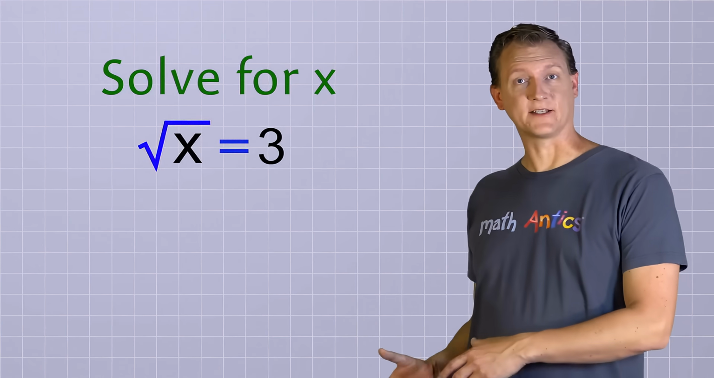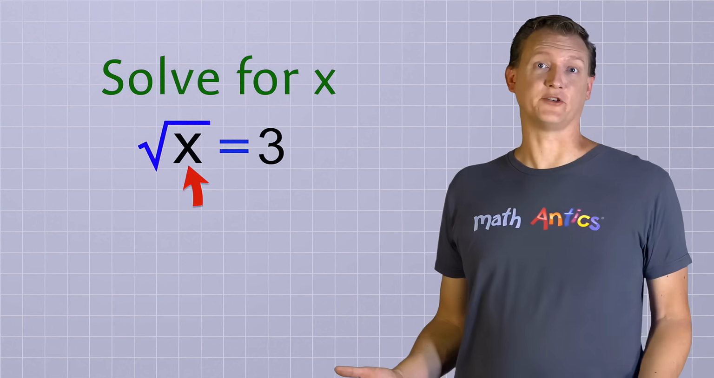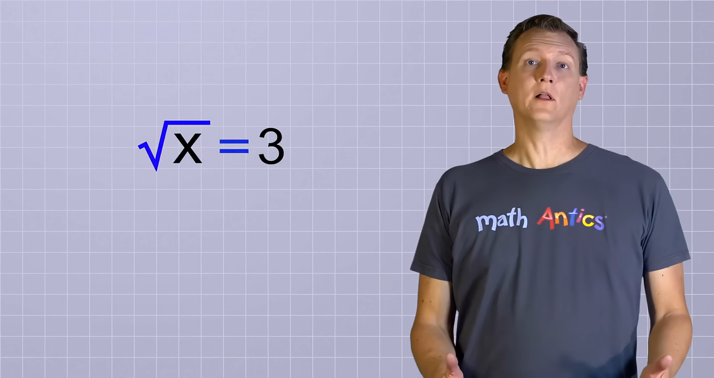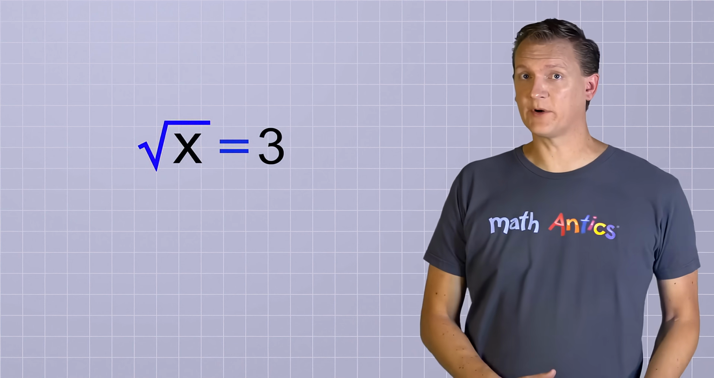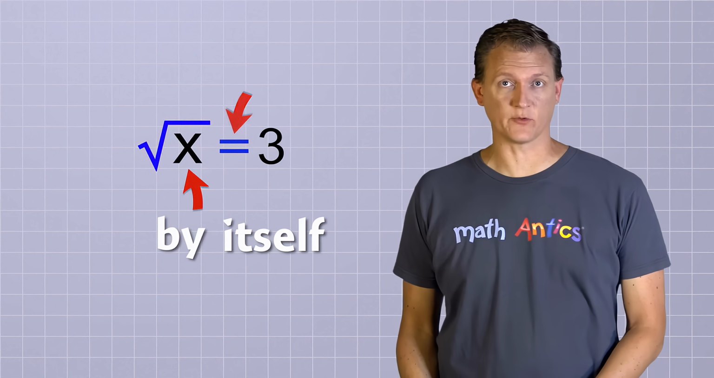How do we solve for x in this equation? In other words, how do we figure out the value of x without just guessing the answer? Well, we know that the key to solving an algebraic equation is to get the unknown value all by itself on one side of the equal sign.